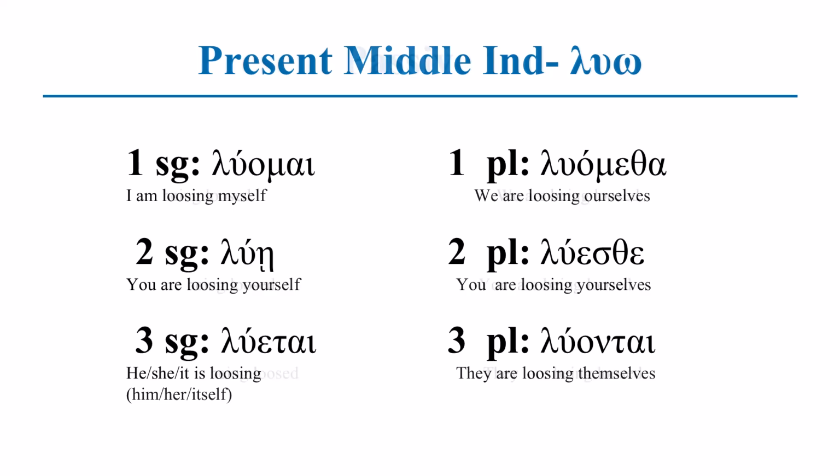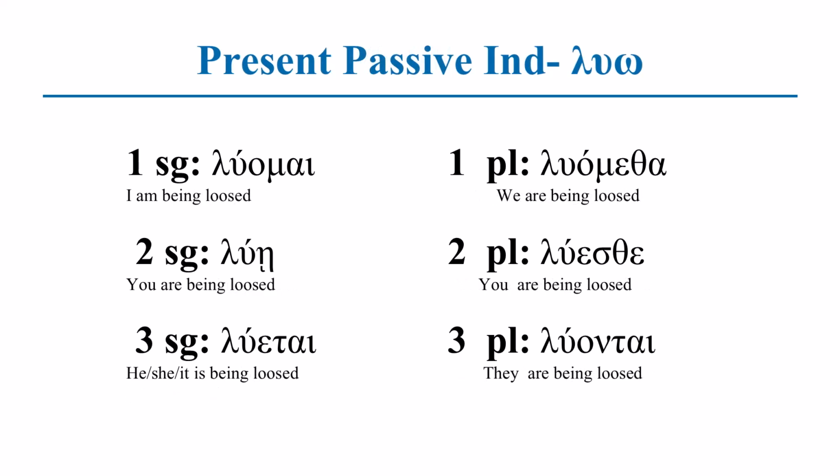Let's look at the passive voice. In the present passive indicative, for the same example, luo, how do you translate the passive voice? As you can see, the way you conjugate the word is the same, there are the same endings, but because it's passive voice, the way you translate the word is different. For example, the passive voice is where the subject is being acted upon. The subject is receiving the action. The subject is not doing the action, but the subject is receiving the action.